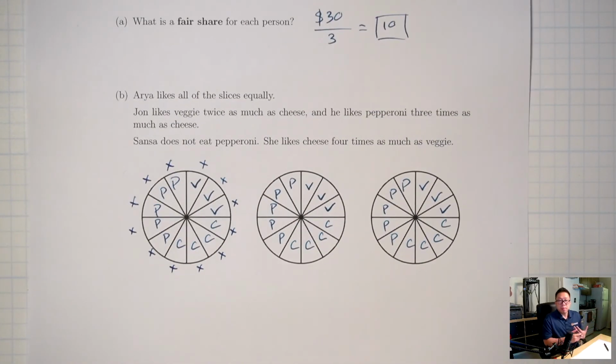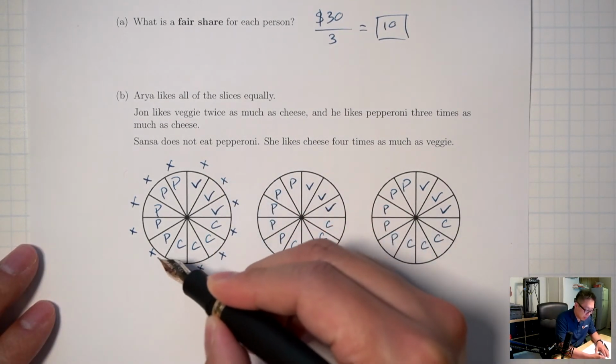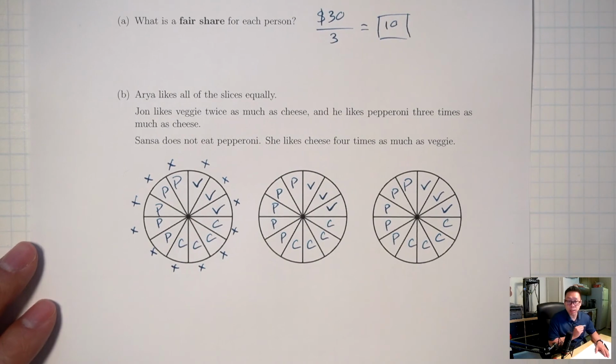Okay, add up. Equally means that all the slices are the same, so we label them all the same. Add up all the X's around. That's 1, 2, 3, 4, 5, 6, 7, 8, 9, 10, 11, 12. 12 X's.